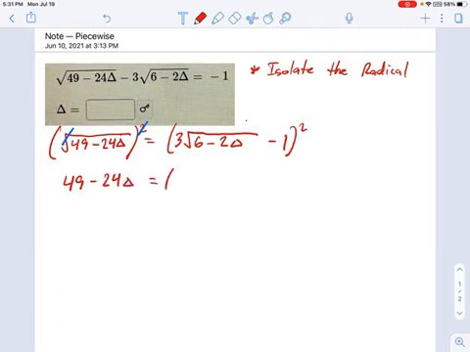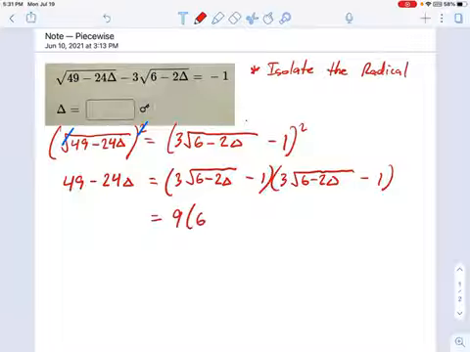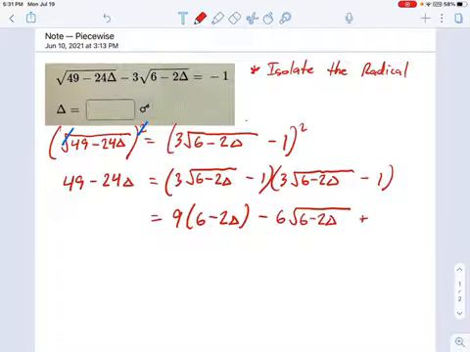The right side is more complicated, because if you think about what this actually is, this is 3 times the radical 6 minus 2 delta minus 1, and it's squared. Remember that squared term? It means times itself. So that's another 3 radical 6 minus 2 delta minus 1. Okay, and I'm just going to skip through this a little more quickly than in the past. That's going to be 9 times 6 minus 2 delta minus 6 square root of 6 minus 2 delta plus 1. Okay, and the left side hasn't changed.